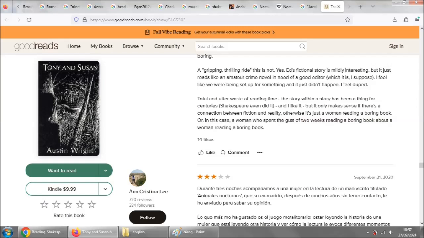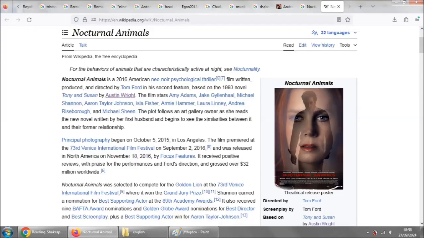So the thing is, many people talk about these things. An example is Tony and Susan by Austin Wright, which is supposed to be a pretty well-known story within a story. What we do know about Austin Wright is that Nocturnal Animals was a 2016 American thriller film written, produced and directed by Tom Ford in his second feature, based on the 1993 novel Tony and Susan.